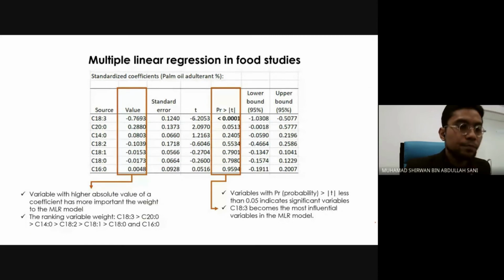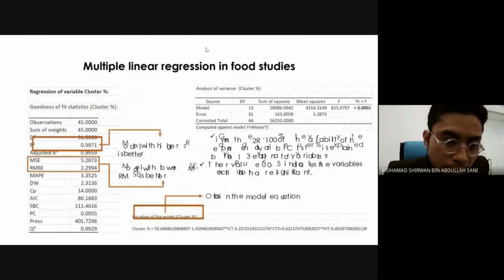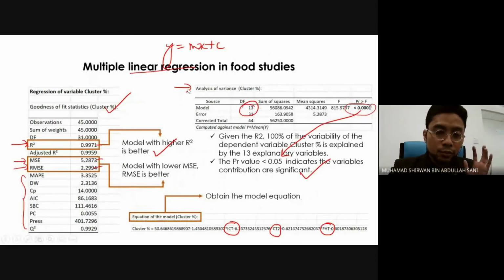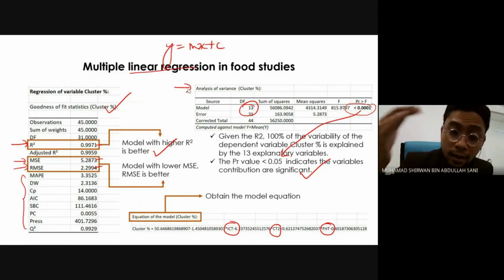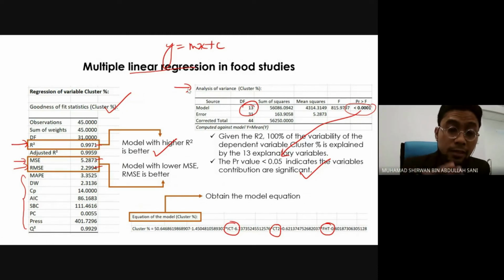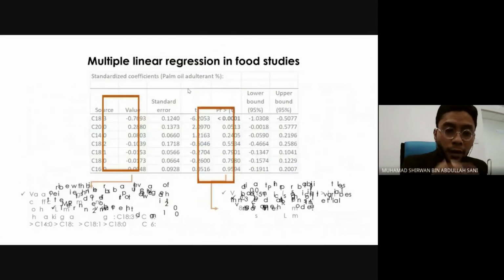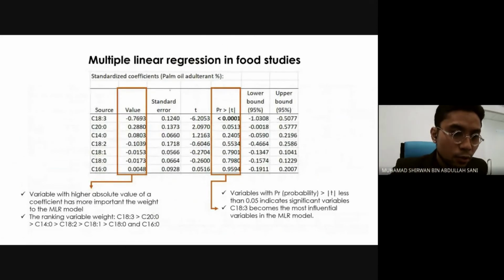Okay, now, what were we going to do? Okay. This analysis of variance only tells us whether those variables that we selected are really explaining the model. Now, among the 13, what are those 18? What is the one individual variable that is really significant? Okay, that's why we have one table. We call it the standardized coefficient table.